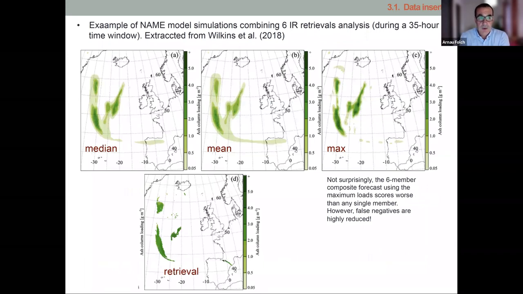This is one example to illustrate what I was mentioning. These are the UK NAME model simulations that combine six different retrievals in the analysis. It means that we have an ensemble of six members here, each one initialized at a different time instant. So we have an analysis that spans 35 hours in this particular case. We have a time window for the analysis of 35 hours. And then we run six ensemble members, each initialized with a different observation.